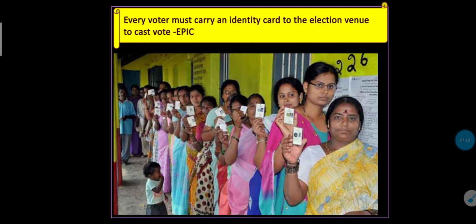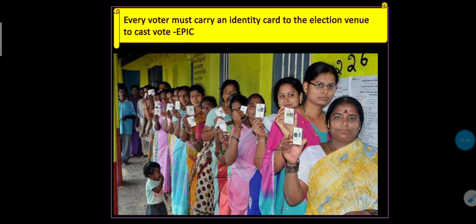Now we have to know that during the time of voting, when people go and give their vote, it is a very important thing that every voter must carry an identity card to the election venue to cast the vote. That is called EPIC. See, when you go to school, you must carry your diary or your school identity card, because that is your identity to enter the school. Similarly, for giving the vote, EPIC is the identity card for giving the vote.